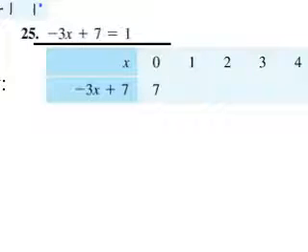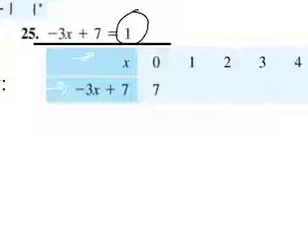Okay, let's try this one. Actually, why don't you try it before I give you the answer? So pause the screencast. All right, now I'm assuming you did that. So we have x values in the top, and we have -3x plus 7. So we take the x value and we stick it in for x and see what it comes out to. And what we're looking for is 1. Where does it become 1?